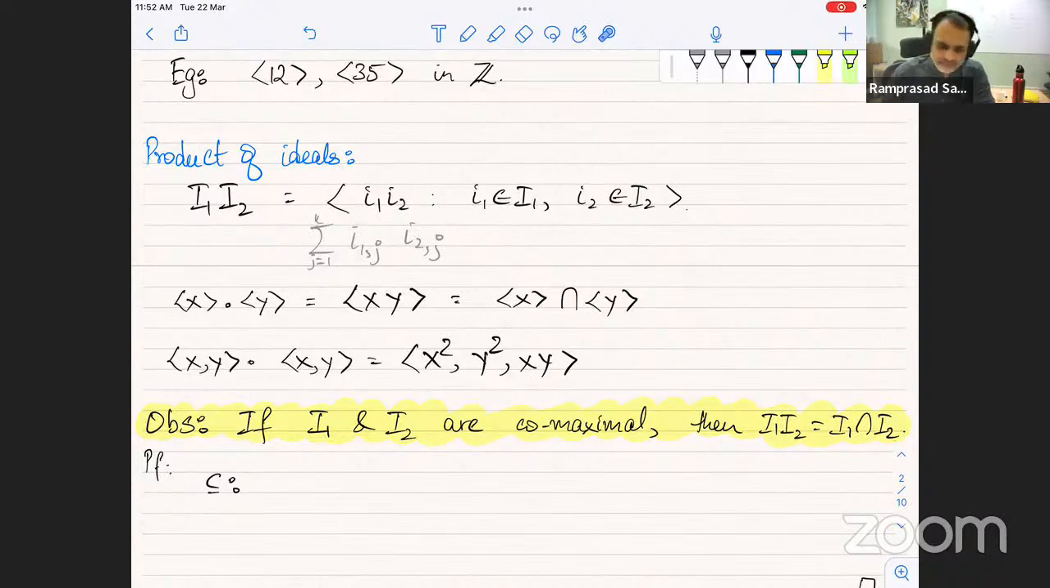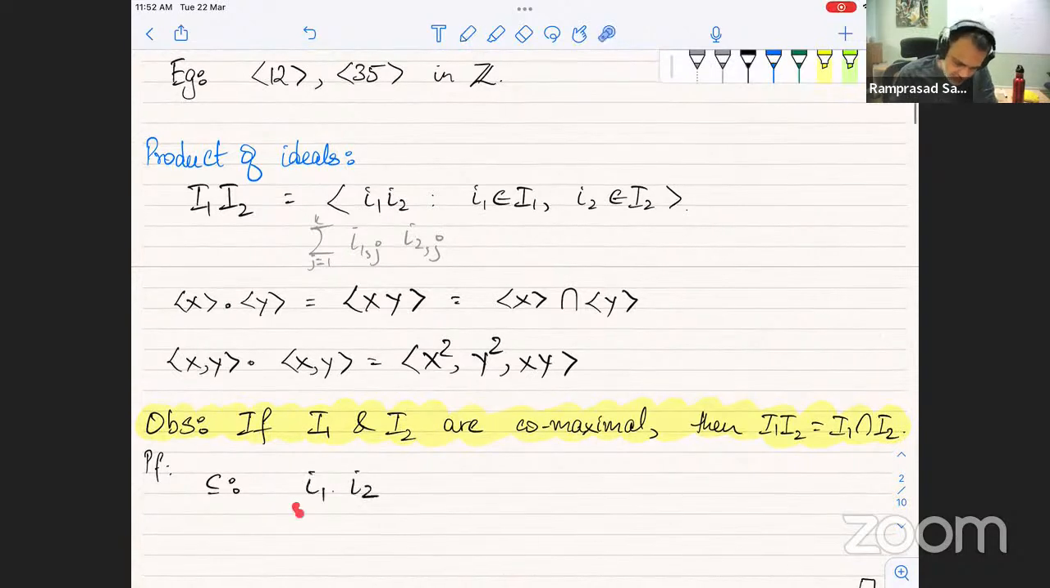Okay, so let's try this containment. So what do I need to show? I need to show that all the generators of I1 I2, if I can show that they belong here, I am done, because then everything that they generate will also belong to the right hand side. Okay, now let's take an arbitrary generator. Let's look at i1 times i2, where i1 came from this ideal and i2 came from this ideal. Now, can I somehow convince you that this must be present in I1 intersect I2?